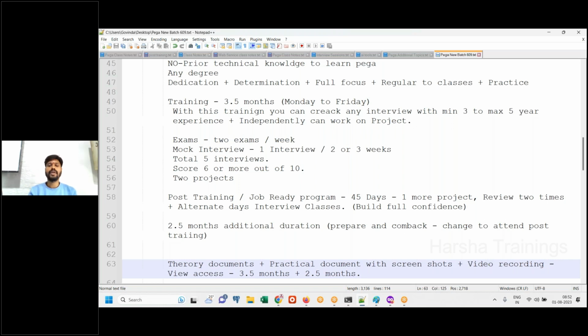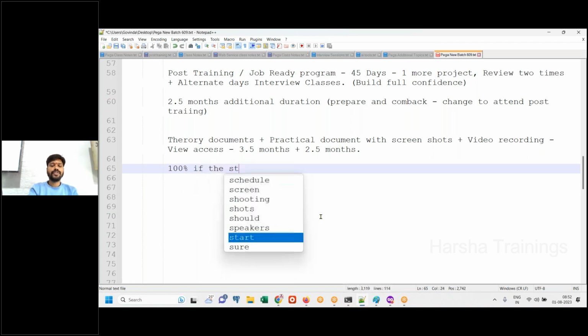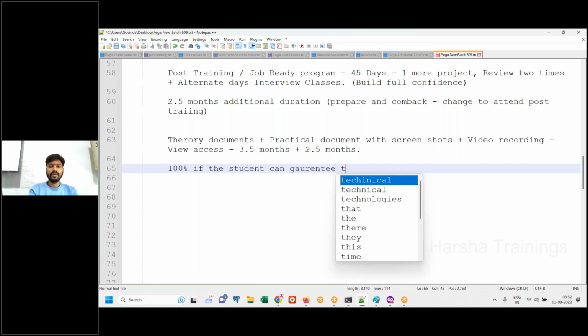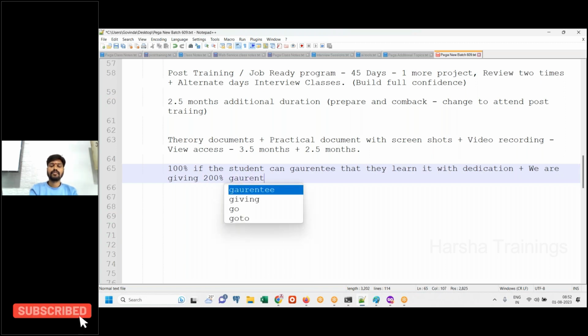Understand? Okay. What about job support? Someone is asking about 100% placement. What do you mean by 100% placement? If the student can guarantee that they learn it properly with dedication, we are giving a 200% guarantee that you will get a job.